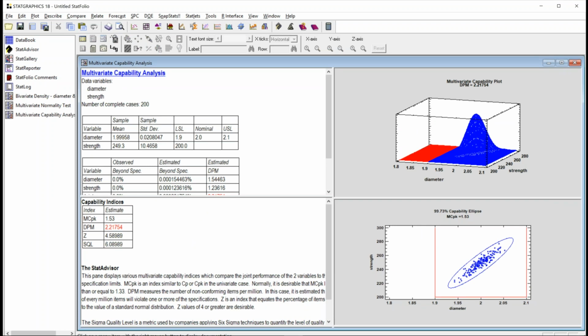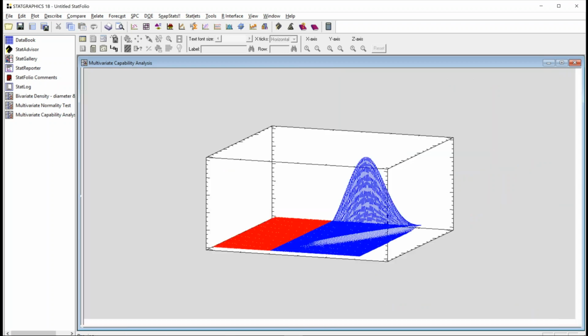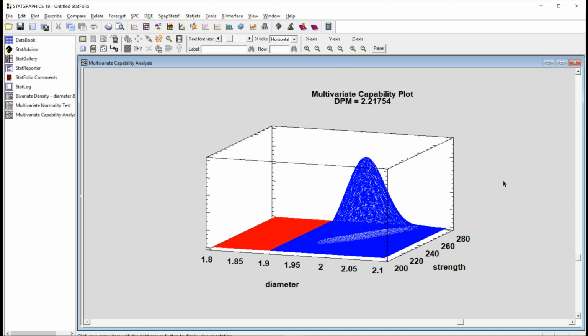Okay, now what has it done? Well, the first thing it's done is it's fit a bivariate normal distribution to the data. And you can see I apply the bivariate normal distribution. The blue area is the area within the specs. The red area is the area beyond the specs. It's also calculated at the top DPM equals 2.21754. That's the area of the bivariate normal distribution beyond my two specification regions.